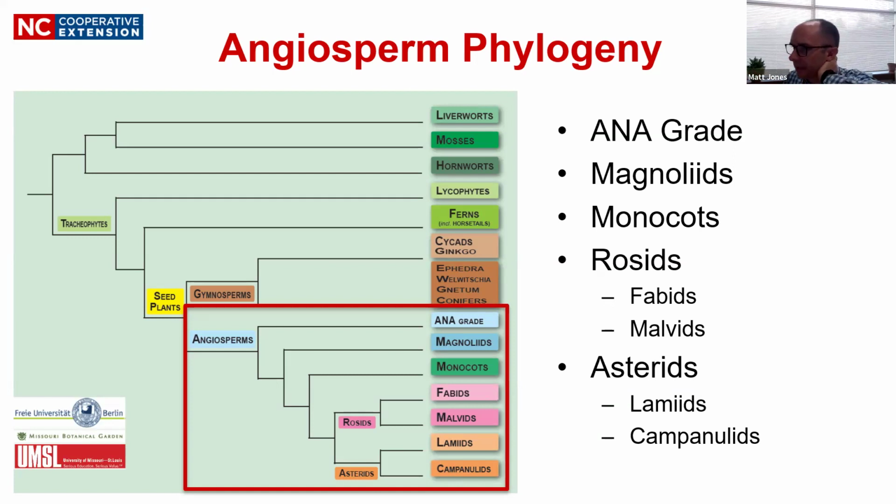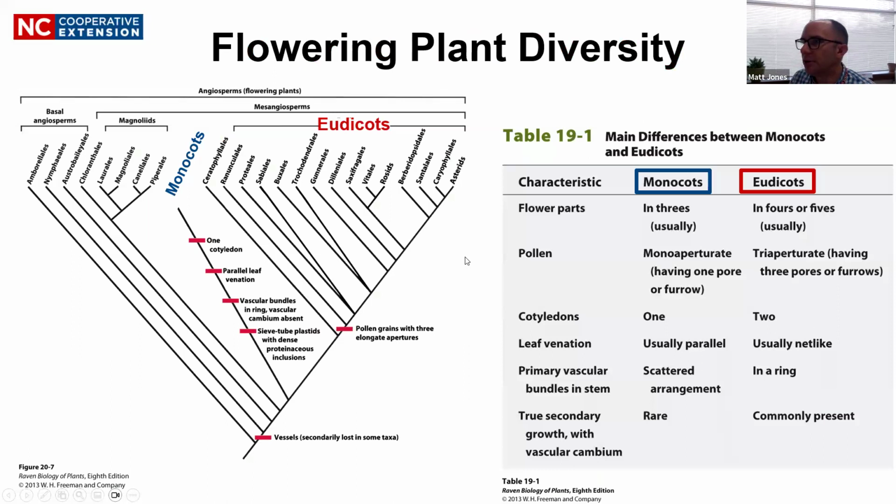So these are kind of the major groups we're going to look at today. There's the basal angiosperms. These are collectively called the basal angiosperms. There's the monocots, and then the true dicots, which include rosids subdivided into fabids and malvids, and the asterids subdivided into lamiids and campanulids. So we used to divide flowering plants into two groups, the monocots and the dicots. And it's since gotten more complex.